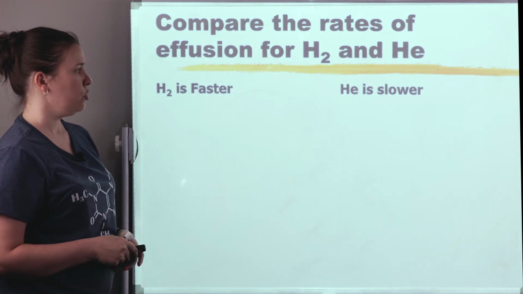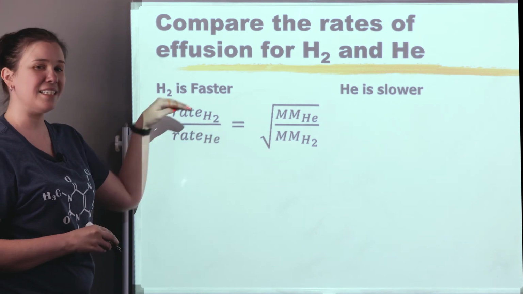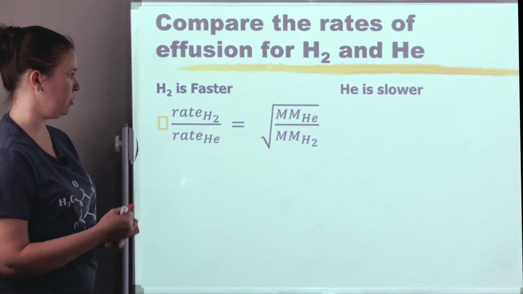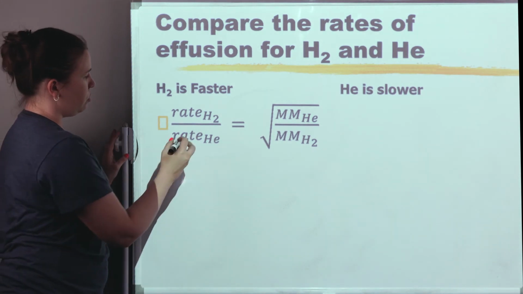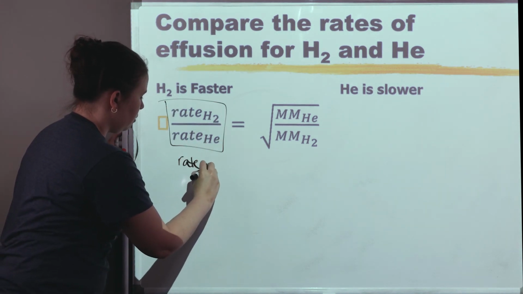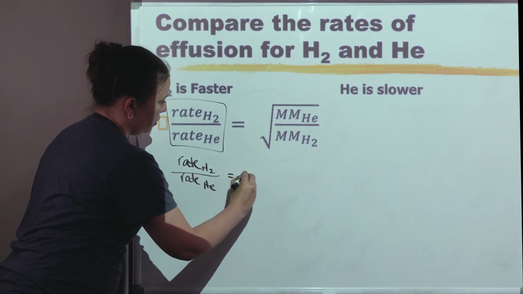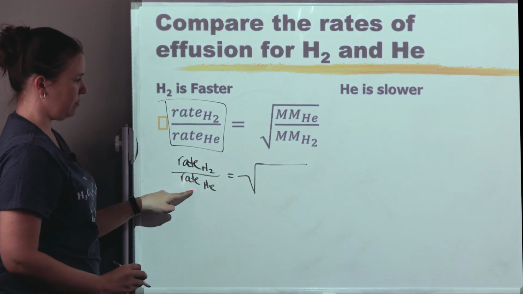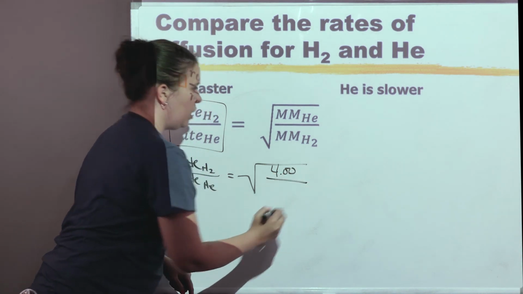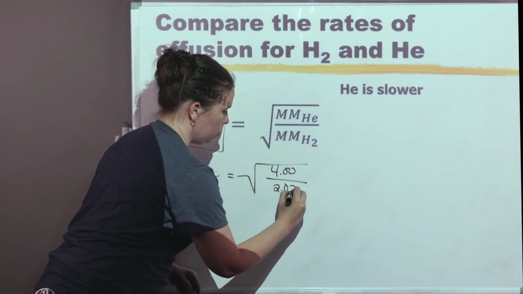How much faster? We're actually going to be able to use this rate ratio to calculate the exact number of how much faster. Is it 5 times as fast or 10 times as fast? Twice as fast? I'm solving for this entire thing as a whole, so I'm not changing that: the rate of H2 as it compares to the rate of He. Then I'm going to put the molar mass of He on top, which was that 4.00. And then I'm going to put the molar mass of H2 on the bottom, which was the 2.02.